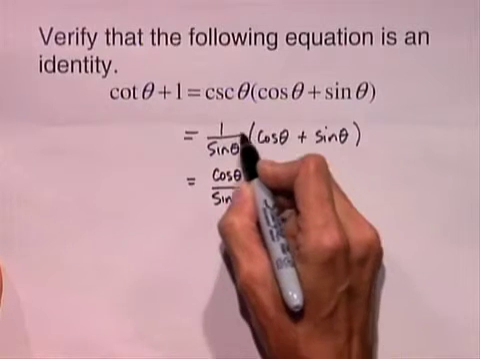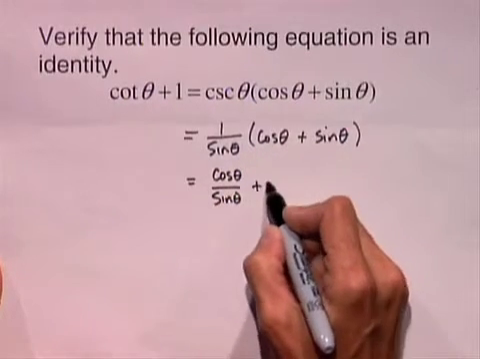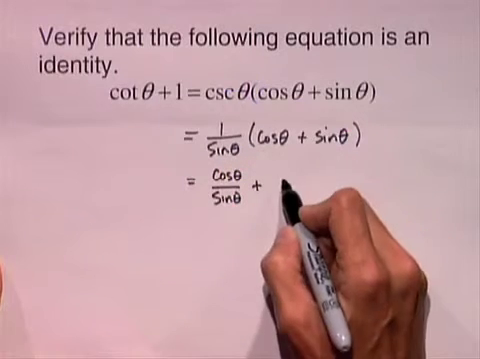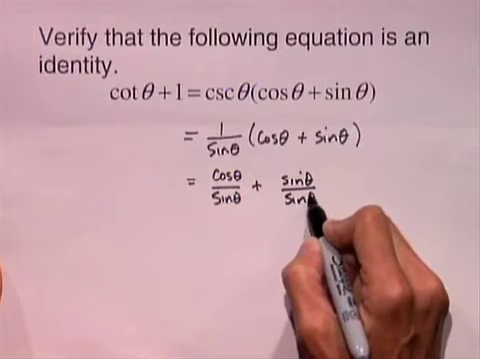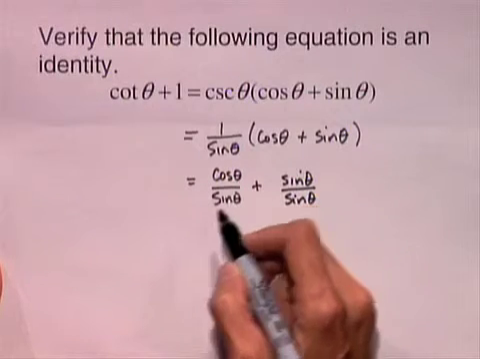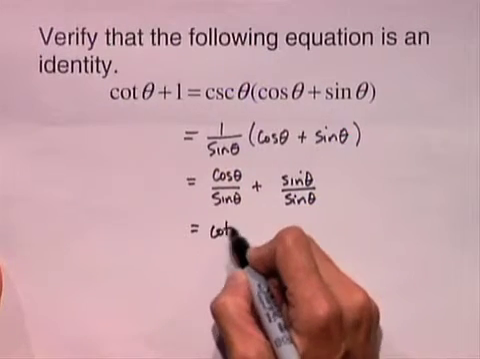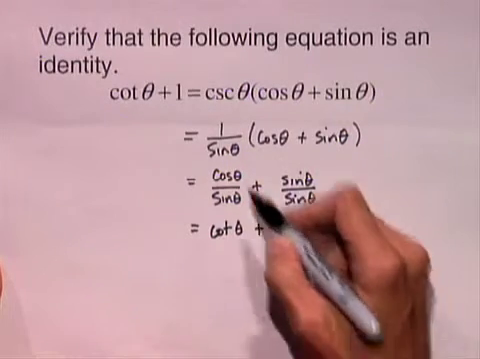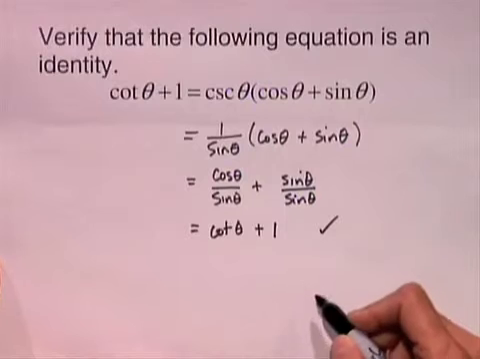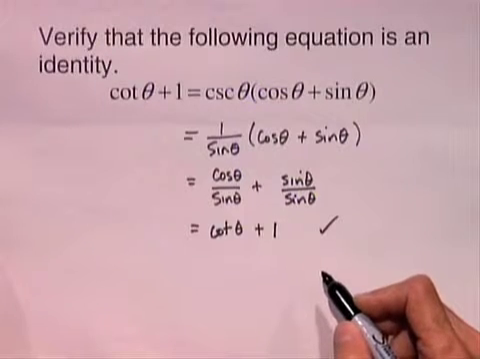Recall that cosine would then multiply the numerator of the fraction, and then 1 over sine times sine is sine over sine. Now cosine over sine is cotangent theta, and sine over sine is 1, and I have verified the identity by working with the right-hand side.